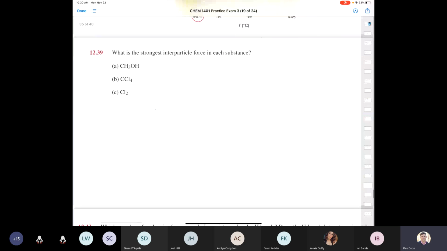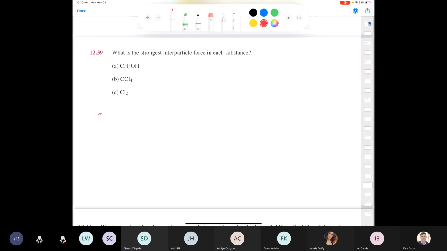What is the strongest interparticle force in each substance? If I look at the first substance, this is methanol, wood alcohol. If I draw the Lewis structure of methanol, who could tell me what the strongest intermolecular force that methanol would experience between two molecules of methanol would be? Interparticle is the same thing as saying intermolecular.